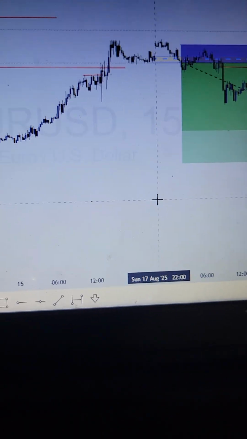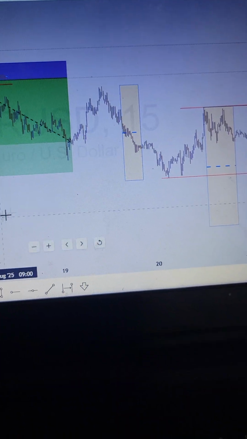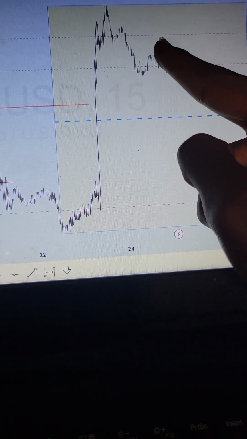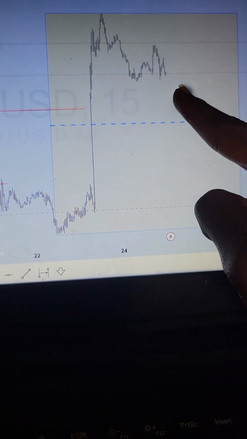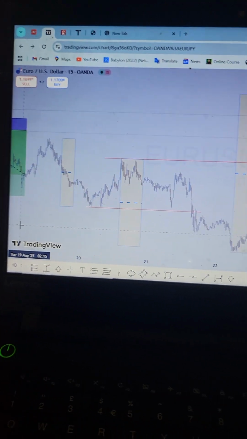So overall, let's see what the week has for us. But currently I'm expecting EURUSD to give the same thing as GU. Then I look for buy continuation. So guys, stay tuned. I would be updating you all.